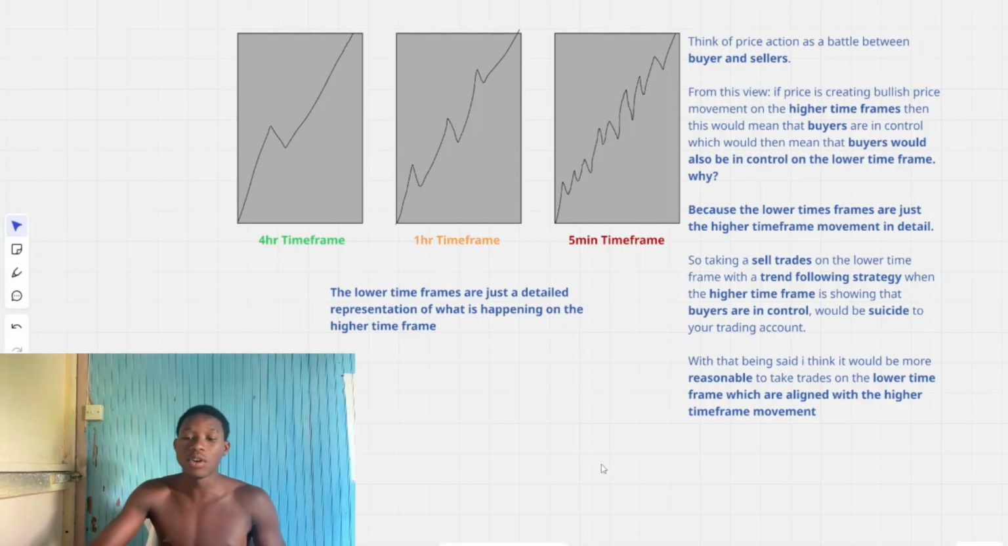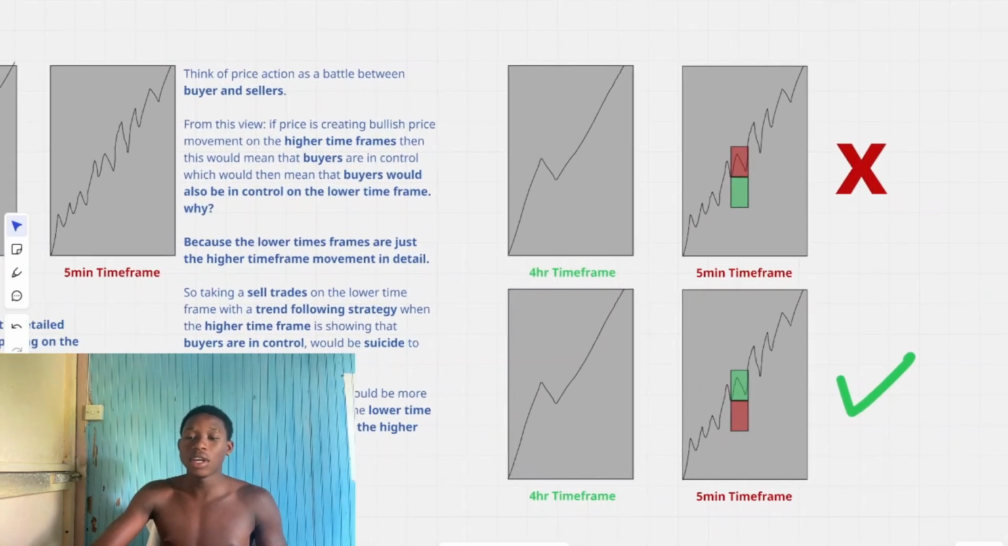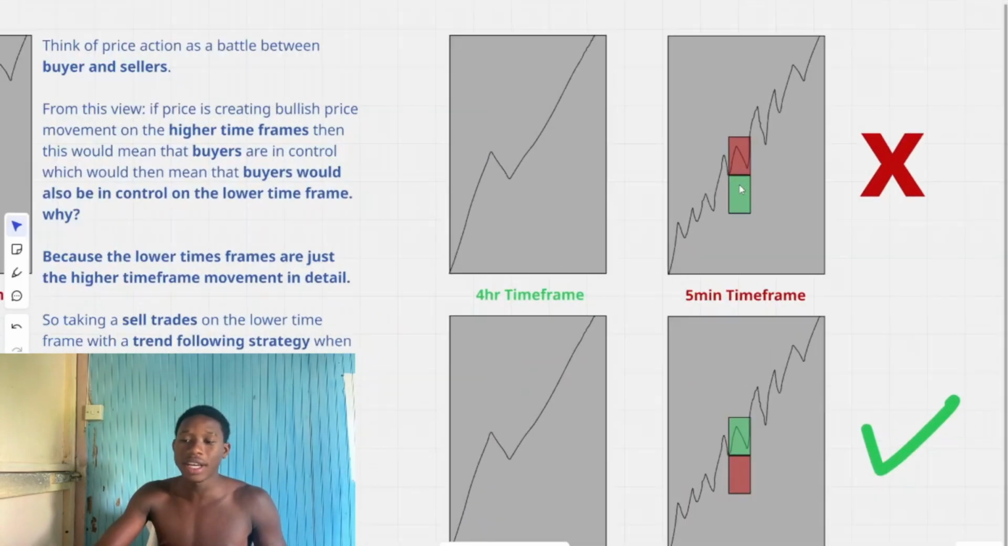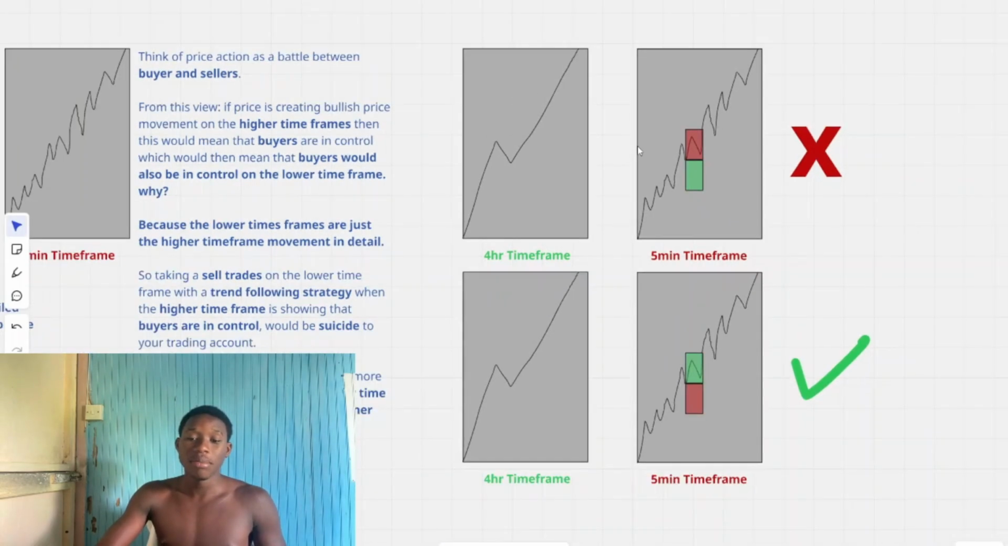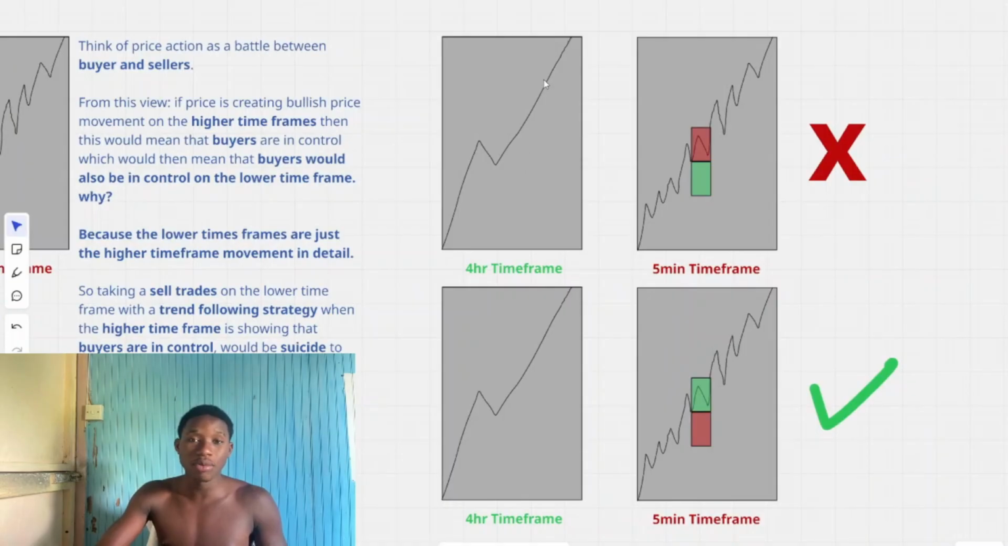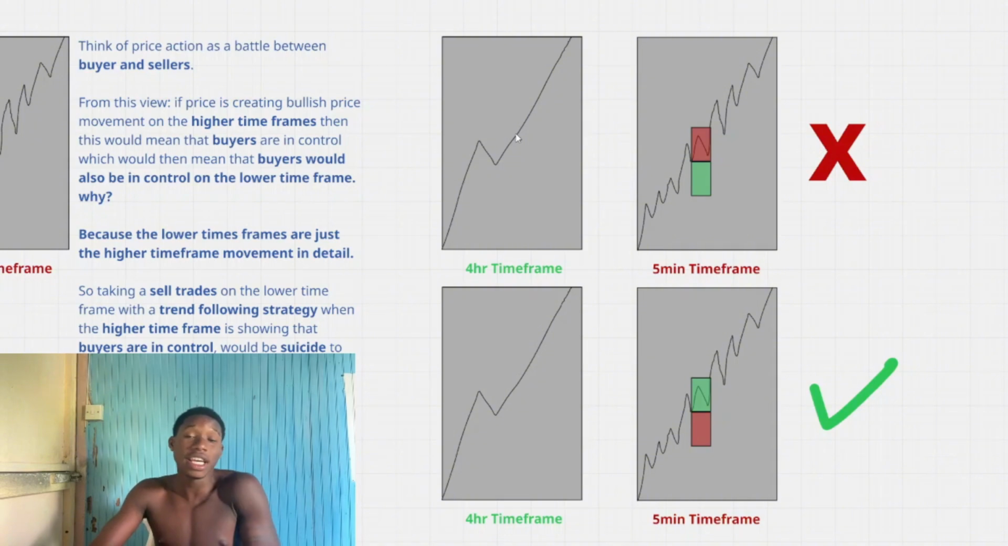And I have an example of that right there. Let's say the 4 hour time frame is in an uptrend, and you take a downtrend trade. You enter here, you put your stop loss above there, you put your take profit down there, a 1 to 1. You would have lost because the 4 hour is showing you price in an uptrend. You have a trend following strategy. Why would you take a sell trade on the 5 minute when the 4 hour is in an uptrend? You're going against the tide of the river. You're trying to swim against the current of the river.